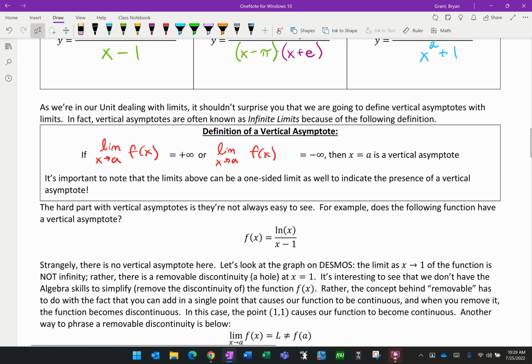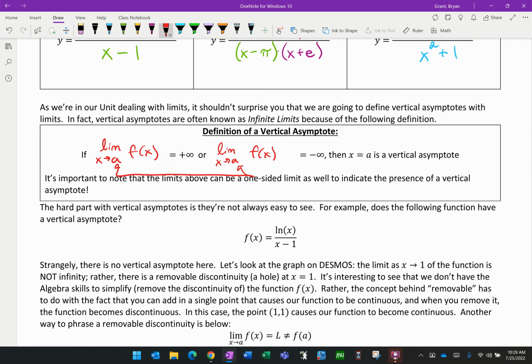Now, it is important to note that the limits above can actually be a one-sided limit as well. So it doesn't have to be from both sides, right? This could actually just be from the positive side or the negative side. And it's, of course, the same thing over here. So as long as you take any sort of limit and you get an answer of infinity or negative infinity, that automatically indicates that there is a vertical asymptote at that x value.